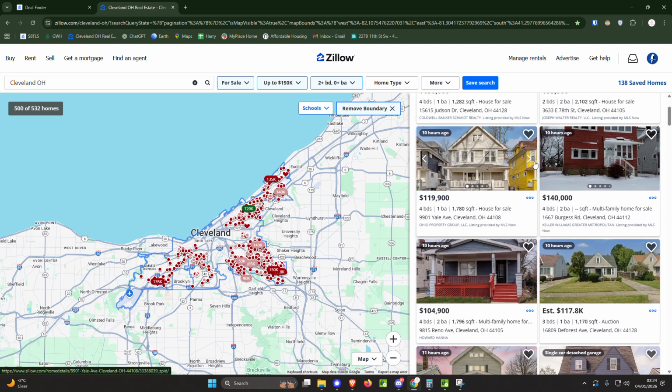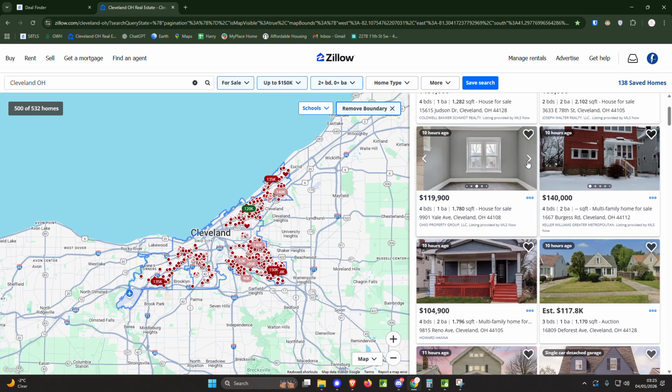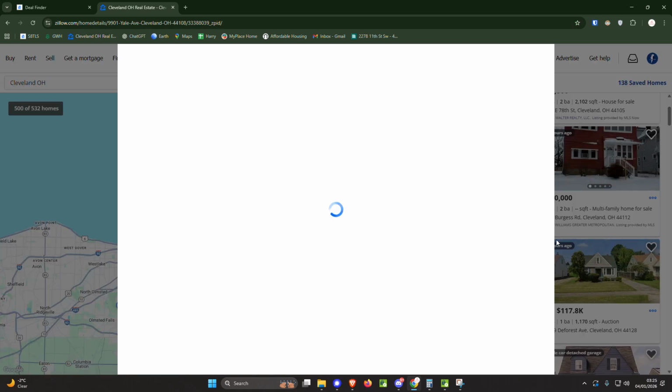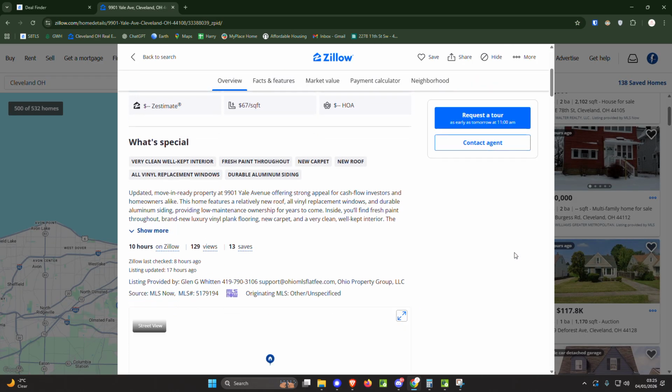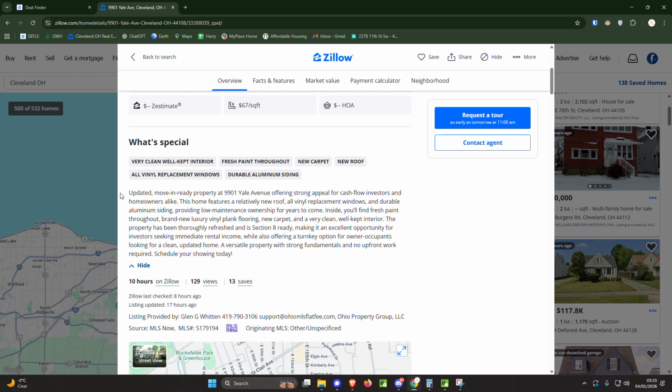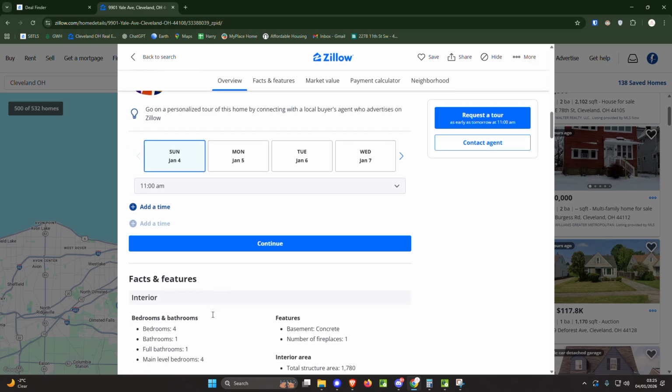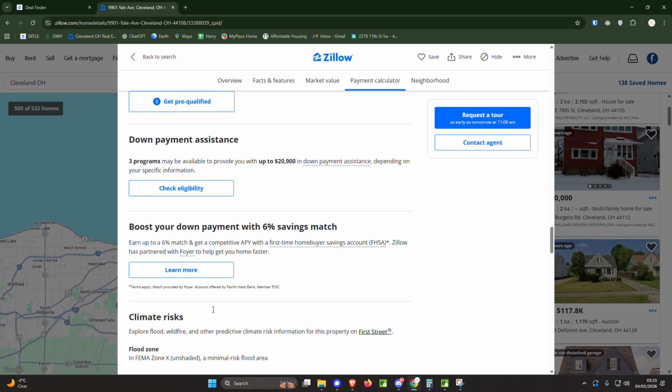So 4 bed, 120. This is the one we were just looking at. It looks like a fresh rehab, which is very good. Yeah, let's have a little look at this house. So description, that should tell you a good amount of stuff about the property. Updated, move-in ready, strong appeal for cash flow investors, meaning you should probably get a good rental amount for this property. Yeah, it doesn't say anything's wrong with the property. You can go down, and if we keep on going, you will see.